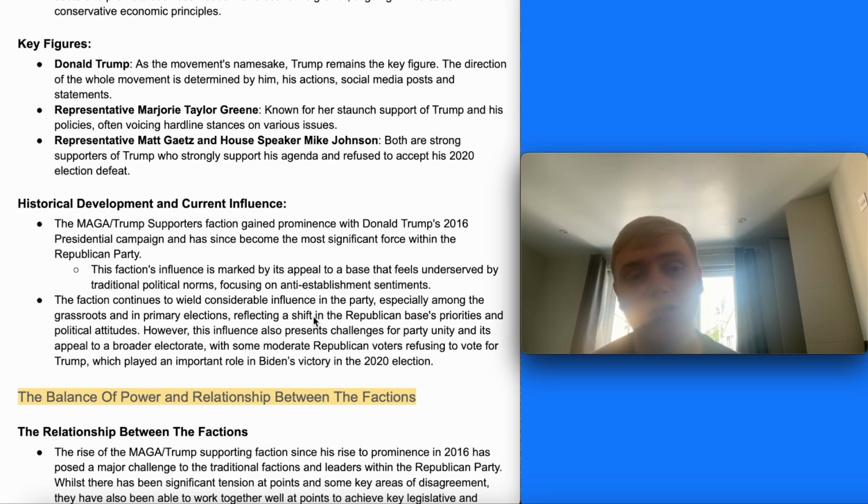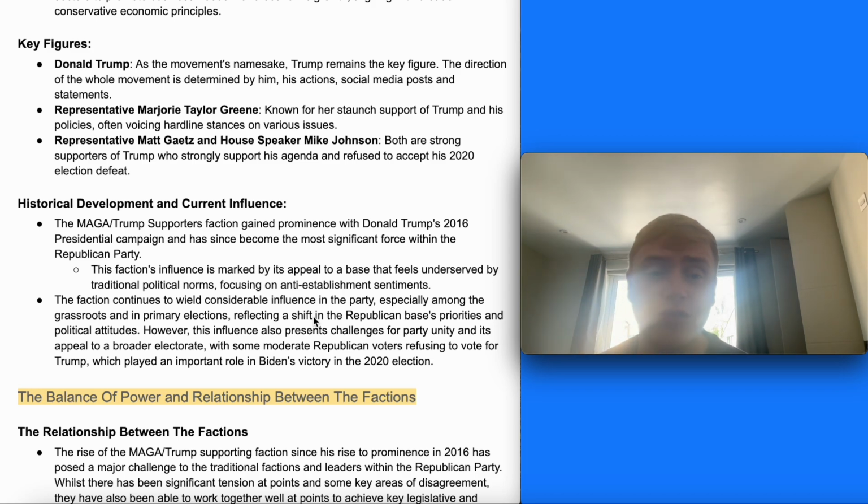Other key figures you can look at are Marjorie Taylor Greene, who's probably the most right-wing and Trumpian member of Congress, known for her staunch support of Trump and his policies, advocating for a hardline stance on various issues. Representatives Matt Gaetz and House Speaker Mike Johnson are both strong supporters of Trump, who supported his agenda and refused to accept his 2020 election defeat.